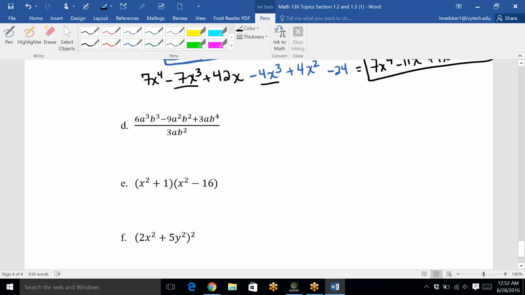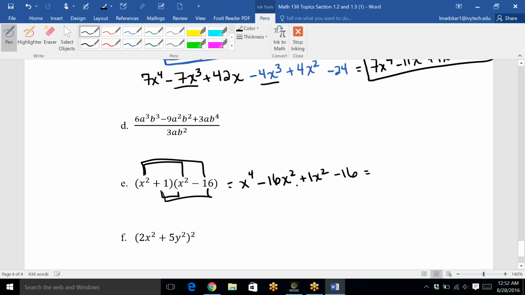We also skipped part E in class. This one is just a binomial times a binomial. x squared times x squared is x to the fourth. x squared times negative 16 is negative 16x squared. 1 times x squared would be positive 1x squared. And 1 times negative 16 is negative 16. The like terms are in the middle, so this would be x to the fourth minus 15x squared minus 16.